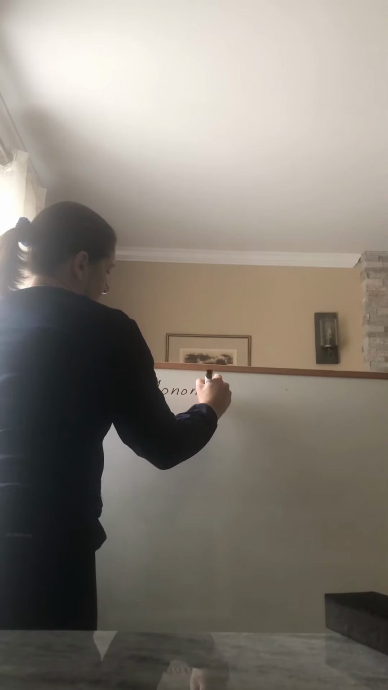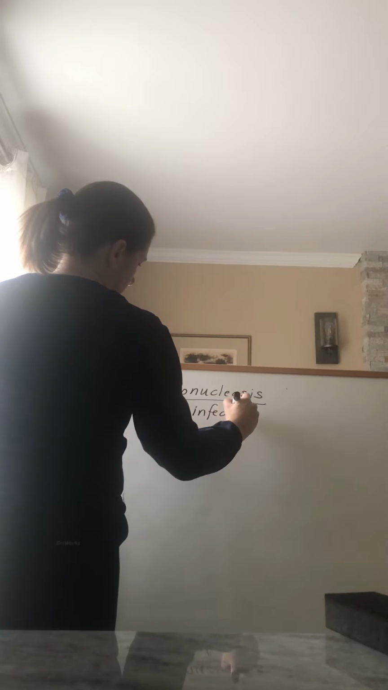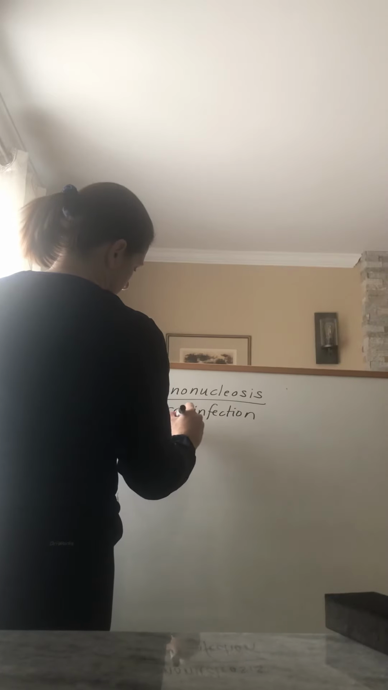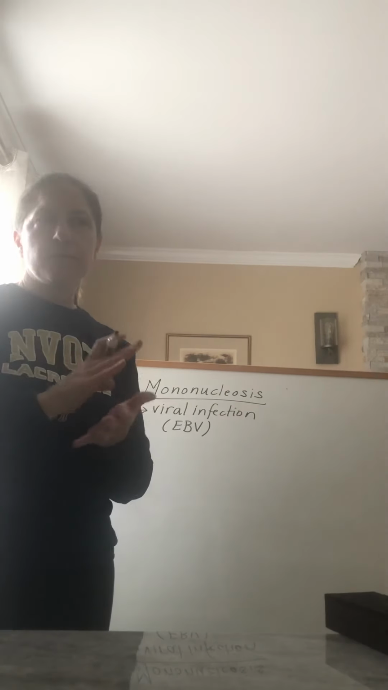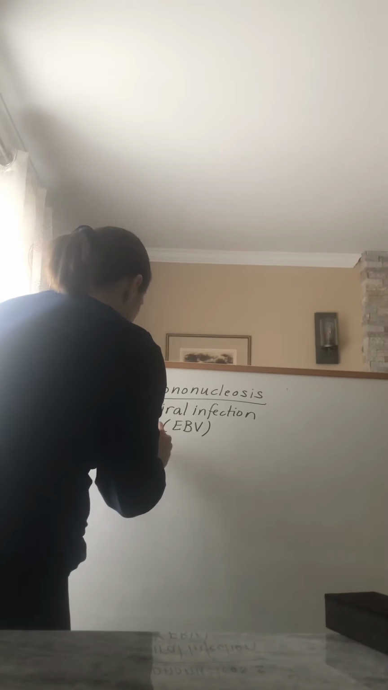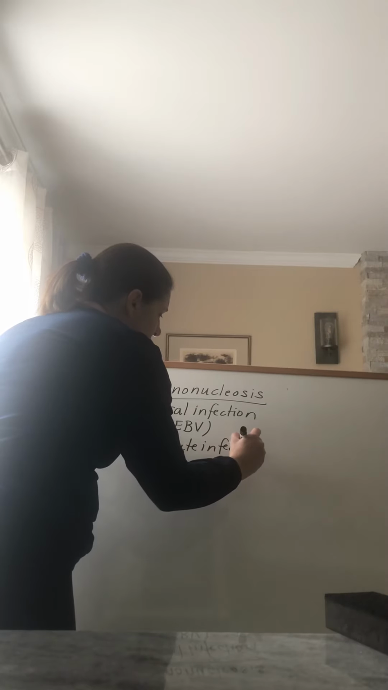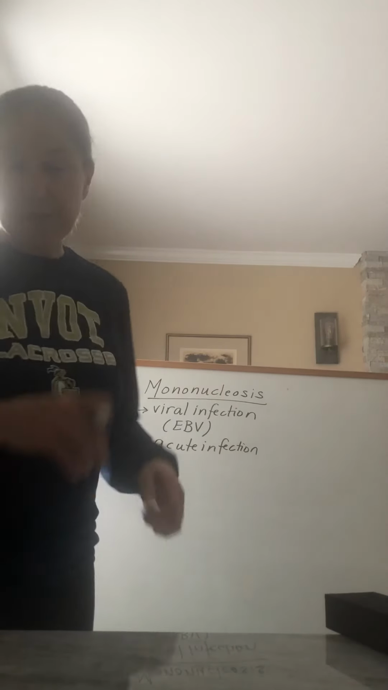Okay, so some issues associated with white cell dysfunction. The first one we're going to cover is mono. Okay, mononucleosis is a viral infection. It's caused by the EBV, the Epstein-Barr virus, which we talked about a little bit when we talked about different types of viruses back when we did immune function. Mono is benign, it is acute. So it's not a chronic infection, it's an acute infection.